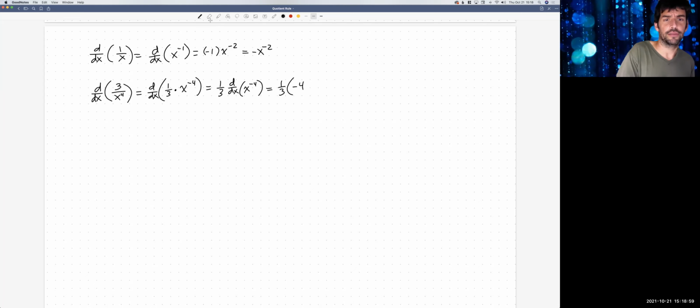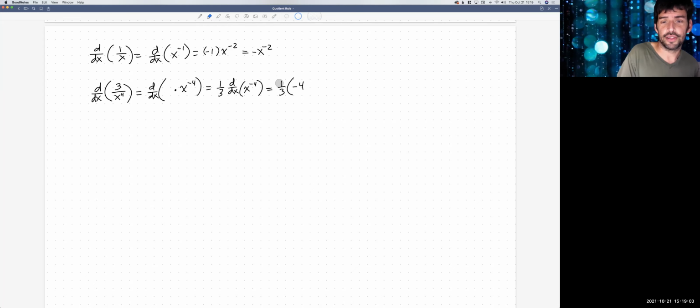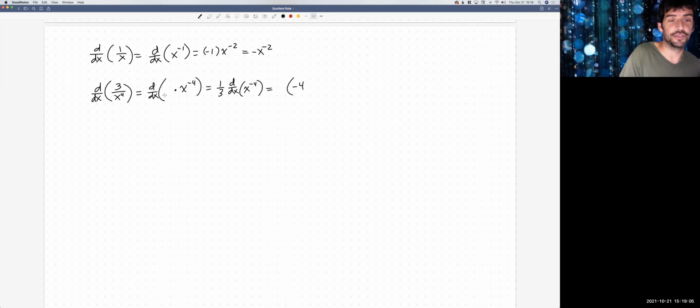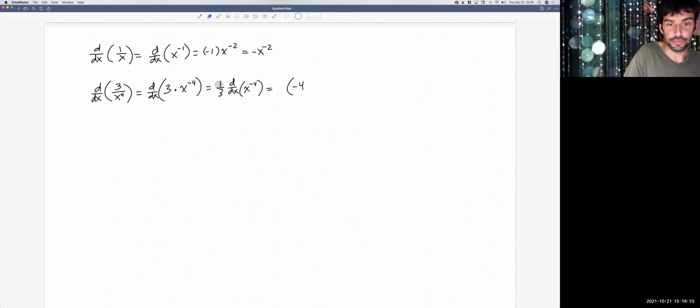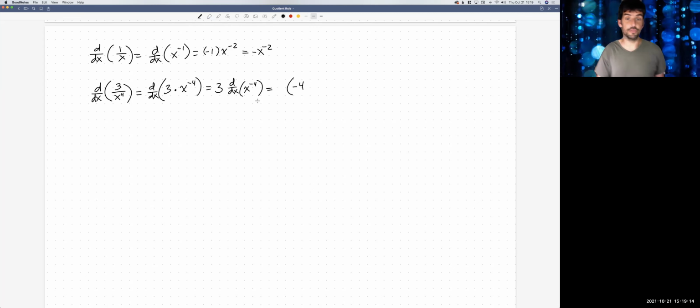Oh, sorry, I made a mistake. That wasn't a 1/3. I don't know how I brought that to the denominator. I guess I was thinking about the x to the 4th, right? This is just a 3. It should be a 3 here as well. Same idea, it's constant, we can move it out front.